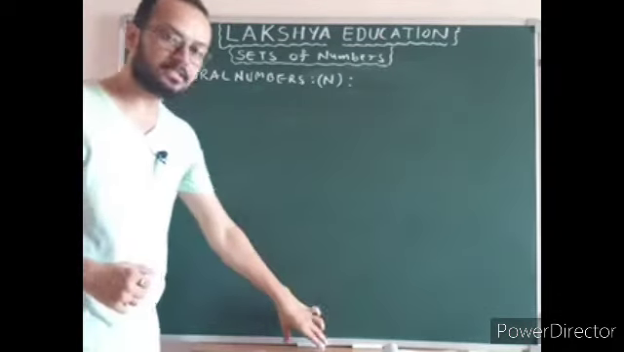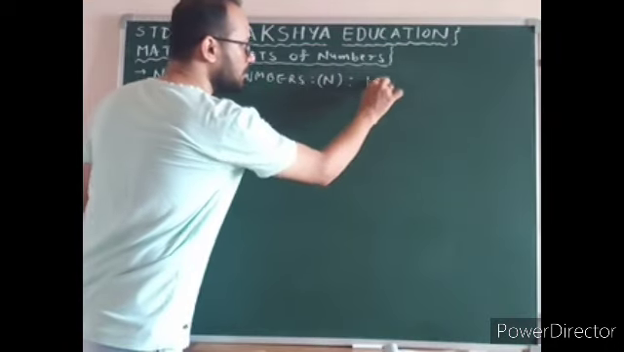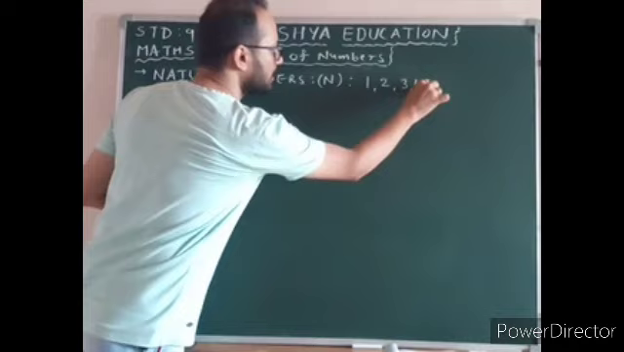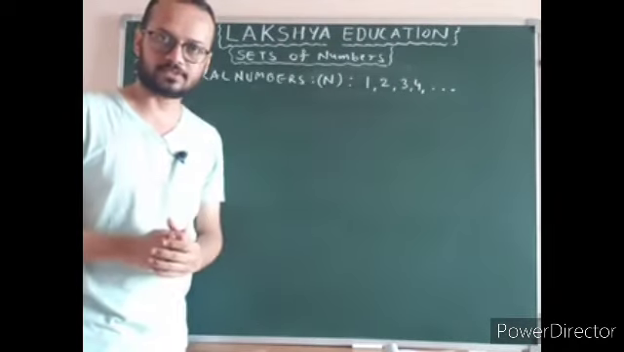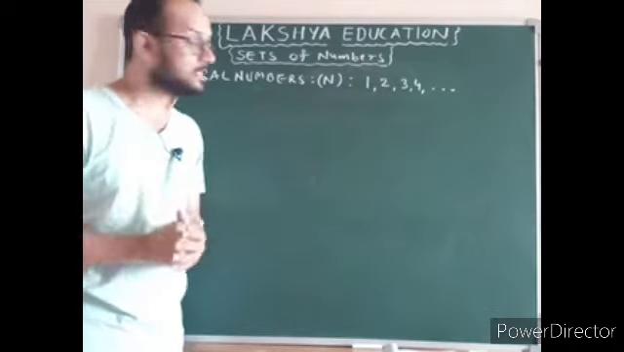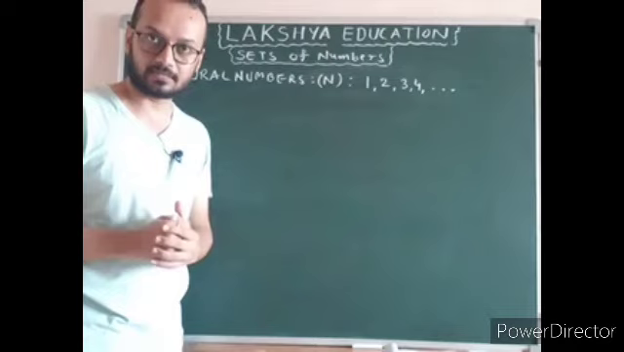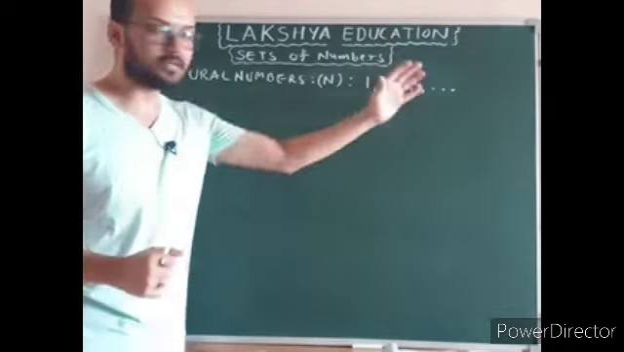Now as you have studied in earlier standard, set of natural numbers contain the numbers like 1, 2, 3, 4 and so on. It contains these kind of natural numbers. This set doesn't contain 0 nor does it contain fractions or decimal numbers. So this is the set of natural numbers. It is up to infinite.